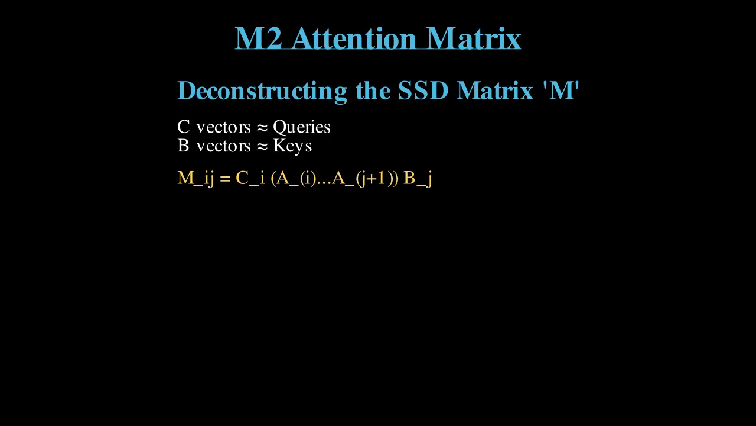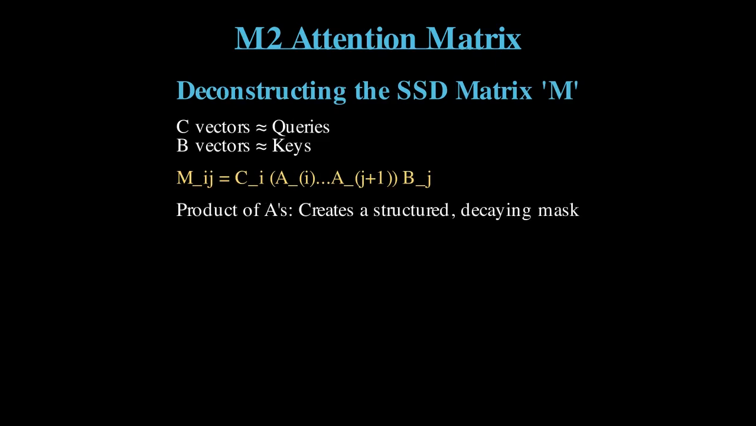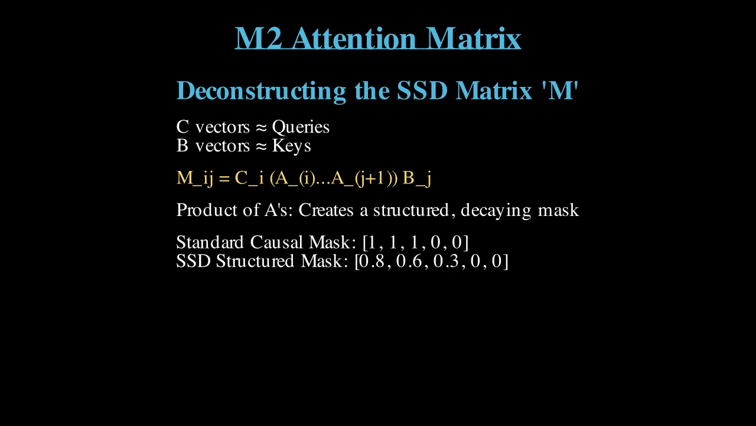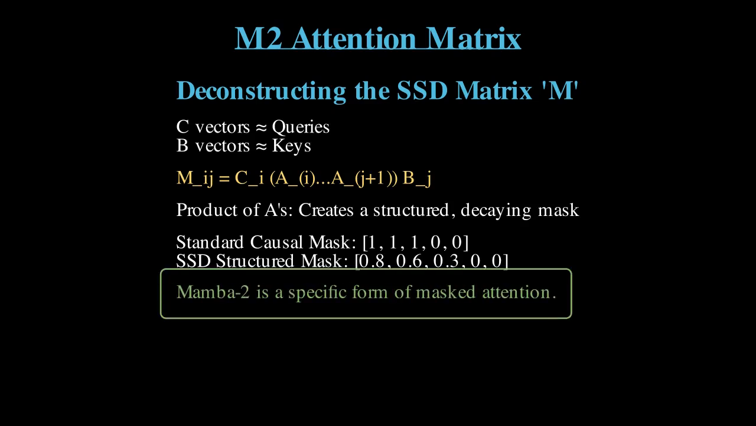This product of a's is what implements the masking. It's not a standard binary causal mask where everything in the future is 0. Instead, it's a structured, weighted mask. This means Mamba-2 can be viewed as a particular masked attention mechanism. The mask itself is not just 0 or 1, it's a decaying value determined by the product of these learned scalars along the sequence path.